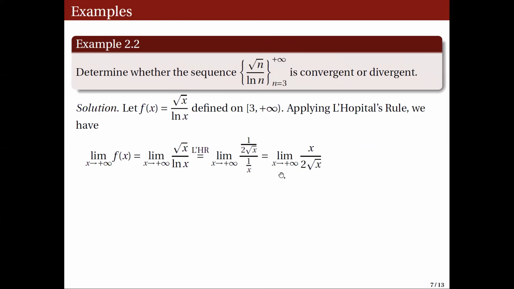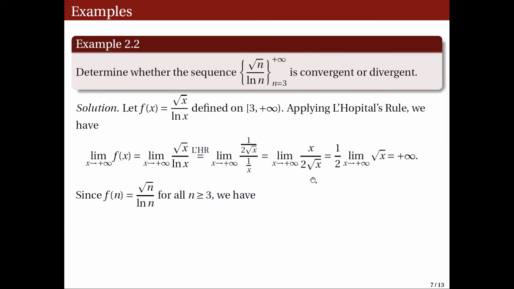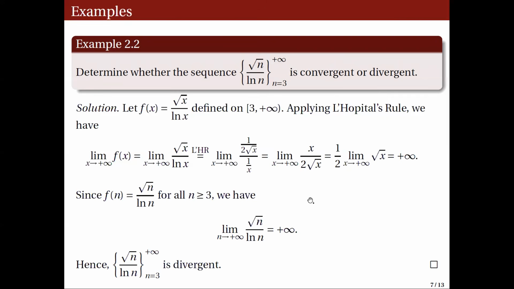And we can simplify it to become the limit of x over 2 square root of x as x goes to infinity, which can be written as 1/2 times the limit of square root of x as x goes to infinity. As you can see here, if x grows large, so does square root of x. So therefore, the limit here becomes positive infinity. And then again, because f of n equals the square root of n over ln n for all positive integers n greater than or equal to 3, we see that the limit of the nth term of our sequence goes to positive infinity. So therefore, the sequence square root of n over ln n from n equals 3 to infinity is divergent.